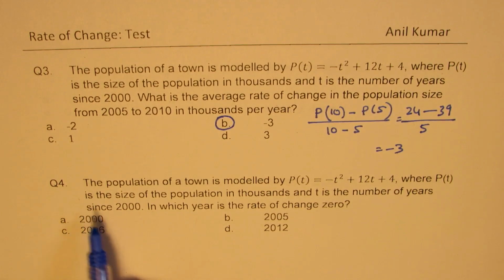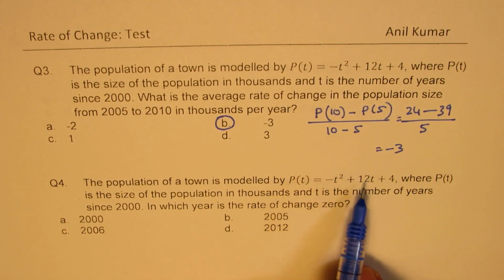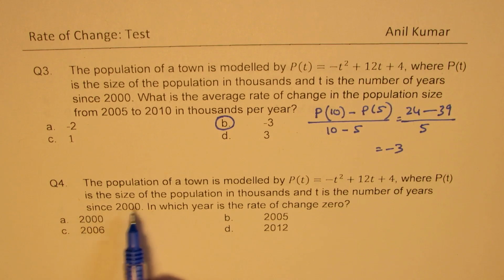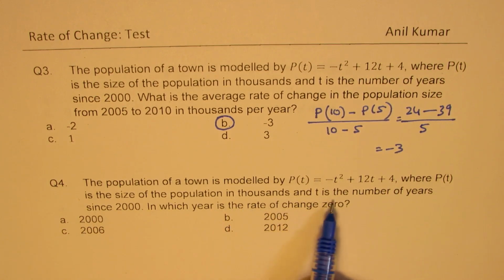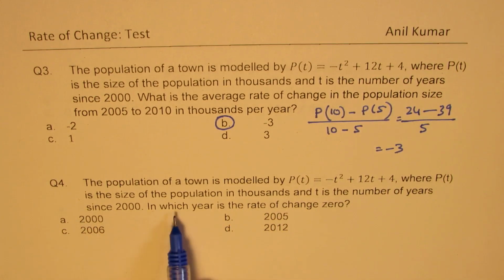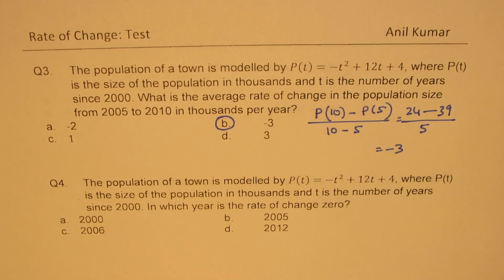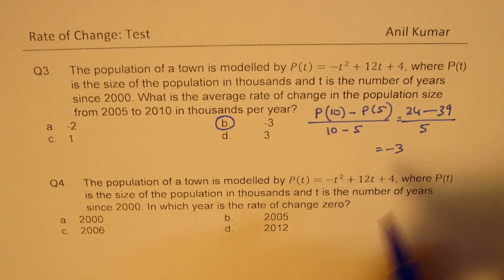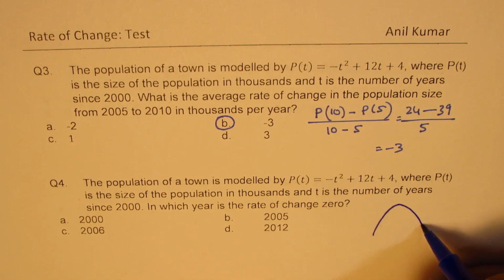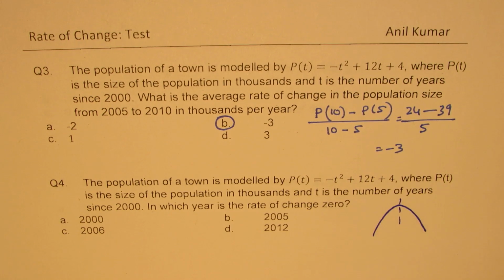4. The population of a town is modeled by the same function, where P of t is the size of population in thousands and t is the number of years since 2000. In which year is the population rate of change 0? So this is a parabola, right? Which we expect to be like this. So we're trying to find the vertex.